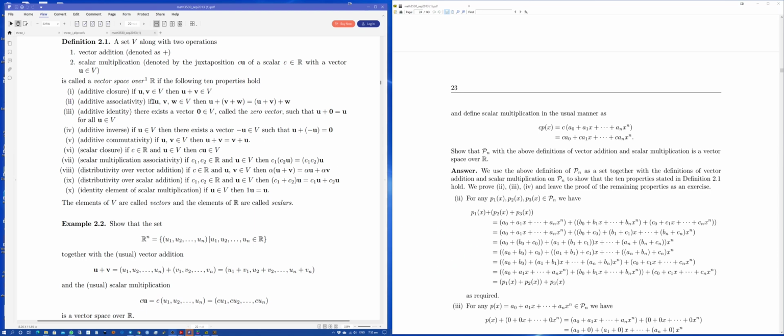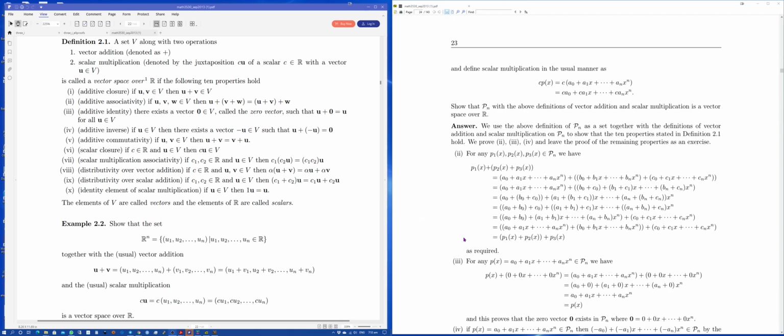It involves 3 vectors from your vector space. My vector space over here is the set of polynomials, so the 3 vectors would be 3 polynomials. And notice how it's grouped: on the left hand side you add the last two and then add the first one, and on the right hand side you add the first two and then add the third one. So let's start. P1, P2, and P3 are all elements of Pn, polynomials of degree at most n. I denote P1 by a0, a1x, up to anx, P2 by b0, b1x up to bnx, and P3 by c0, c1x up to cnx.